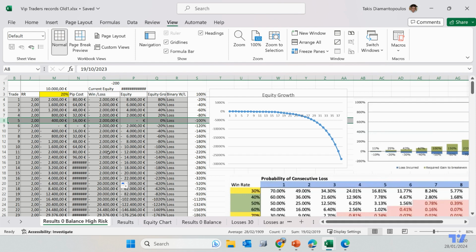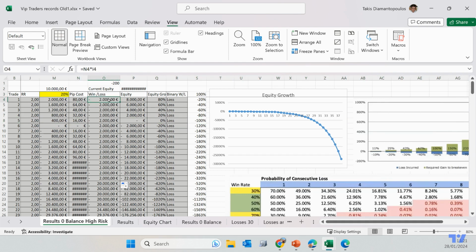To tell you the truth, in my trading experience, not only 5 consecutive, I also have in my records quite a few times 8 or 7 consecutive losses. All right, so this is not the way to trade.